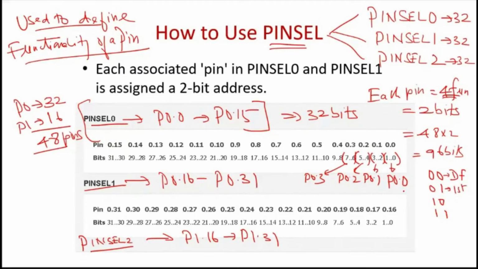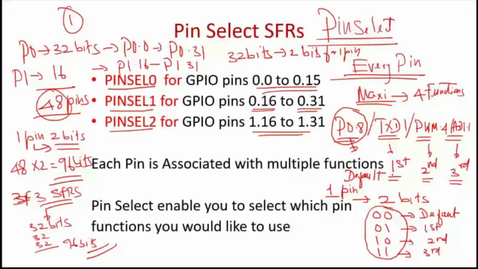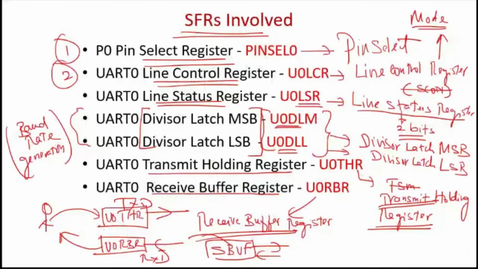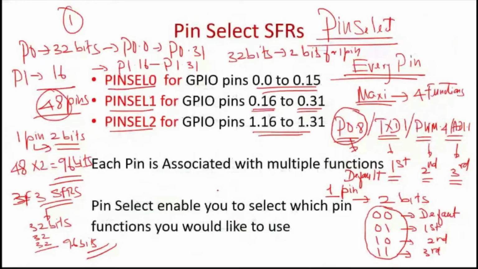What is the first special function of port 0.0? You have to go and refer to the pin details of that. If you see port 0.0, it is the 19th pin. The first special function of port 0.0 is the transmit data pin, which we are planning to use in this case. The second special function is PWM1. There is no third function because it has only 3 functions. Not all the pins will have 4 functions. In some cases it will have 3, in some cases 2, in some cases 4. If you have 4, you can use 1,1. So this is how it should be used.